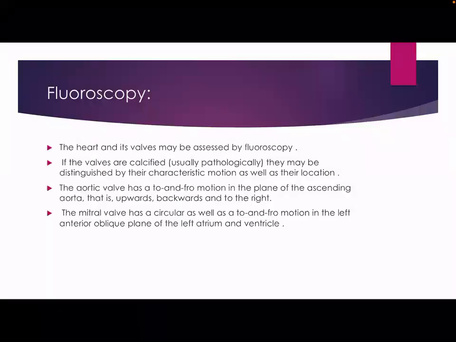The second modality we have is fluoroscopy. The heart and its valves may be assessed by fluoroscopy. If the valves are calcified, usually pathologically, they may be distinguished by their characteristic motion as well as their location. The aortic valve has a to-and-fro motion in the plane of the ascending aorta, that is upward, backward, and to the right. The mitral valve has a circular to-and-fro motion in the left anterior oblique plane of the left atrium and ventricle.